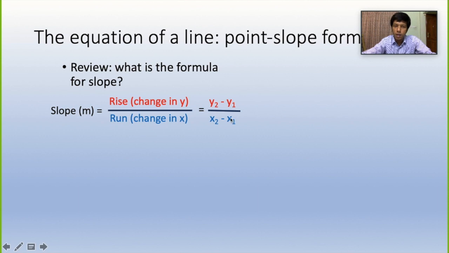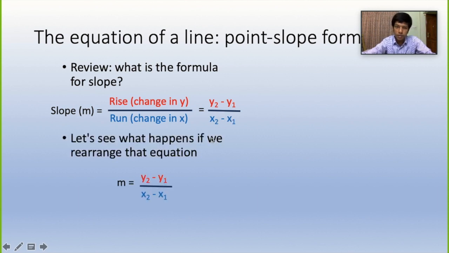Okay. And from this definition, m equals y2 minus y1 divided by x2 minus x1, we can develop another equation. See this: if we multiply both sides by x2 minus x1, what happens? Then we can cancel them out, and we have y2 minus y1 equals m times x2 minus x1.